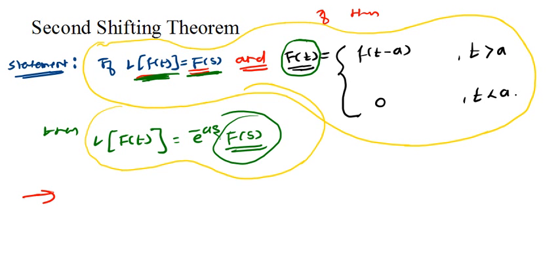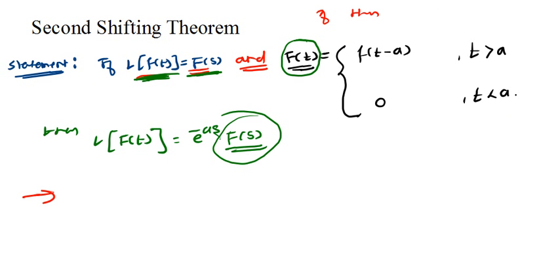So what is given to us? If L of f of t is f of s, that is, if the Laplace transform of f of t is f of s, and also they have defined another function capital F of t, that is f of t minus a for t greater than a, and 0 for t less than a, then if you calculate the Laplace transform of this F of t, the transform will be e raised to minus as into f of s. And we know this f of s is nothing but L of f of t. Which means, to calculate f of s we need f of t first.